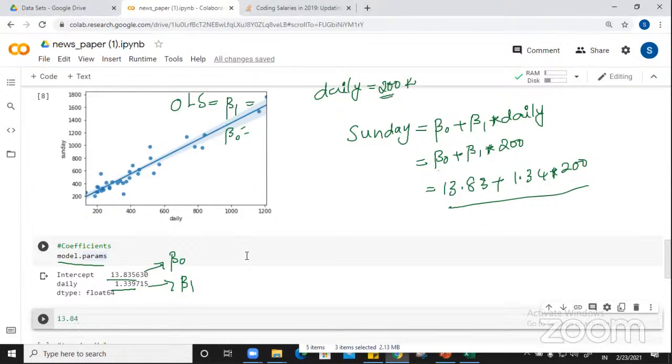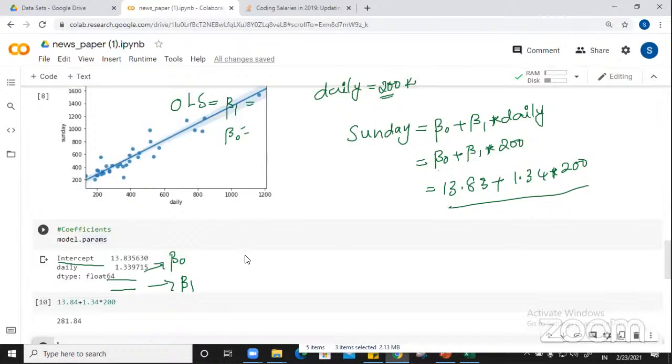13.84 plus 1.34, 1.34 into 200. So from where we have got 200, so we are running our company, right? So we can get to know that value. So from the business, we can ask the business, hey, how many number of newspapers we are selling on daily basis? They'll give us this number.